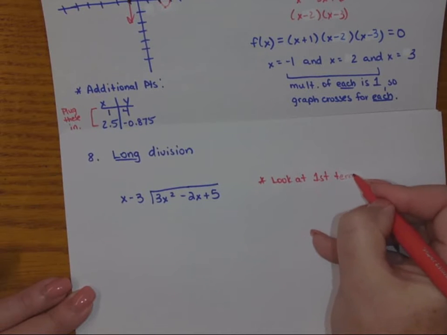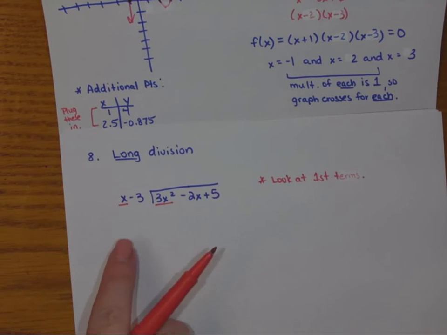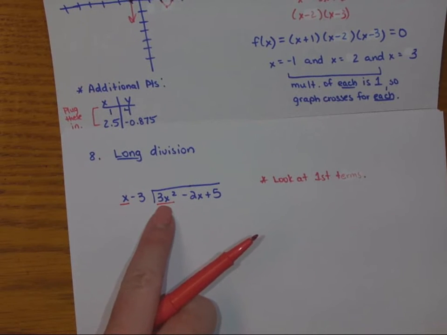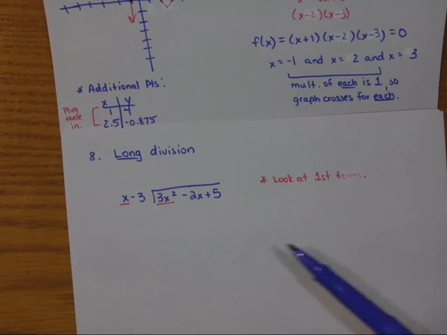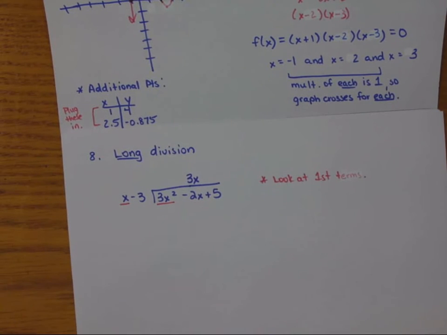So look at the first terms. We're going to look at these two, and you're going to ask yourself, what would happen if you divided x out from 3x squared? And the answer is you would get 3x. So I'm going to line that up with its like term.